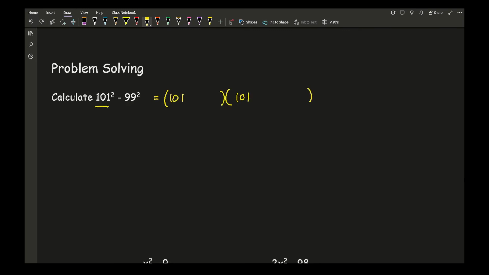And the square root of 99 squared is 99. So now one's a plus, one's a minus. So now if I actually work this out, well, the value of this bracket is 101 plus 99, which is 200. And the value of 101 take away 99 is going to be 2, and these two things are multiplying. So the actual answer to this is going to be 400.